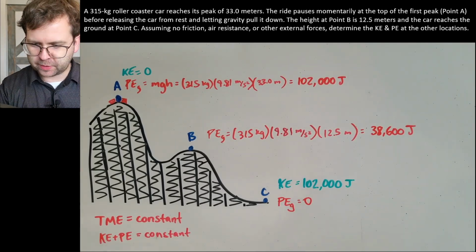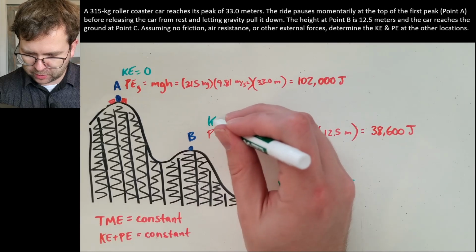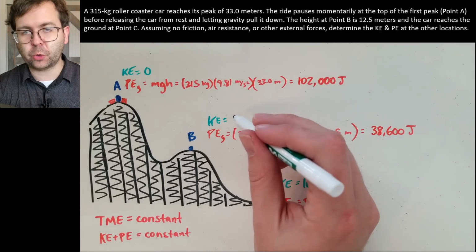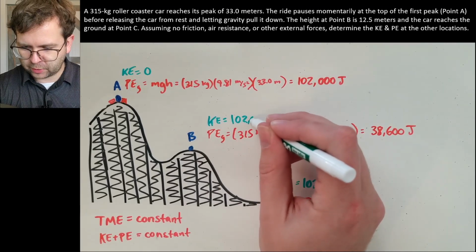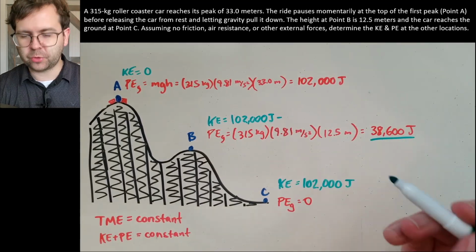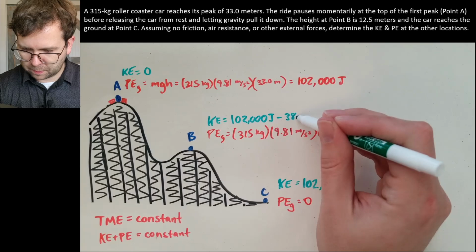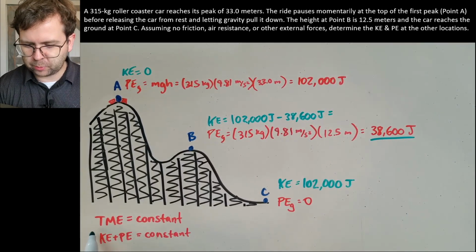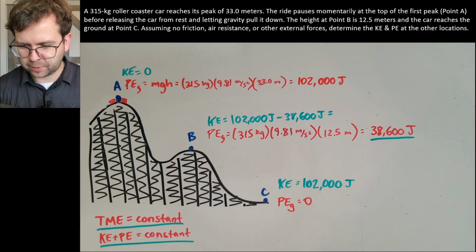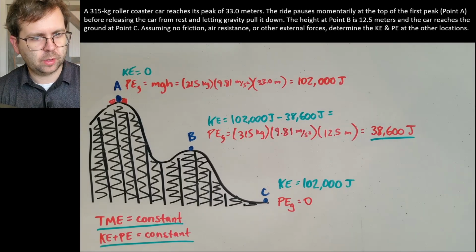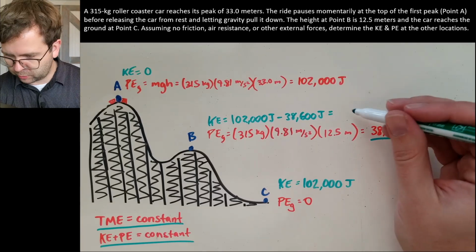Now to find the kinetic energy, it's simply going to be the total mechanical energy, which is 102,000 joules, minus this potential energy, 38,600. And again, that's because we know that the total mechanical energy must be constant the whole time. So 102,000 minus 38,600 is 63,400 joules.